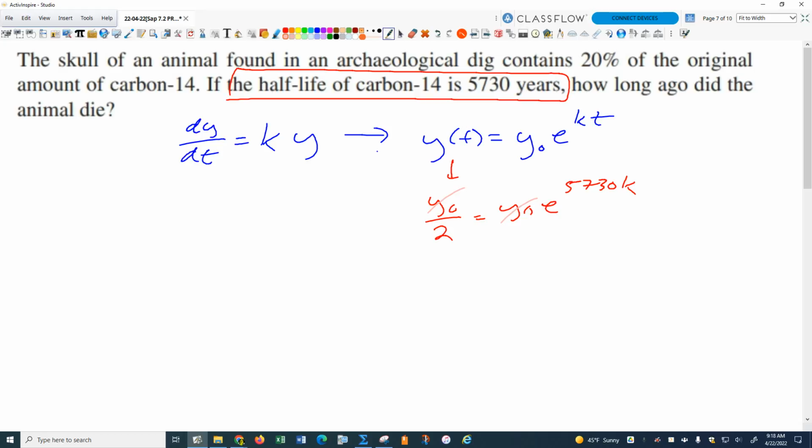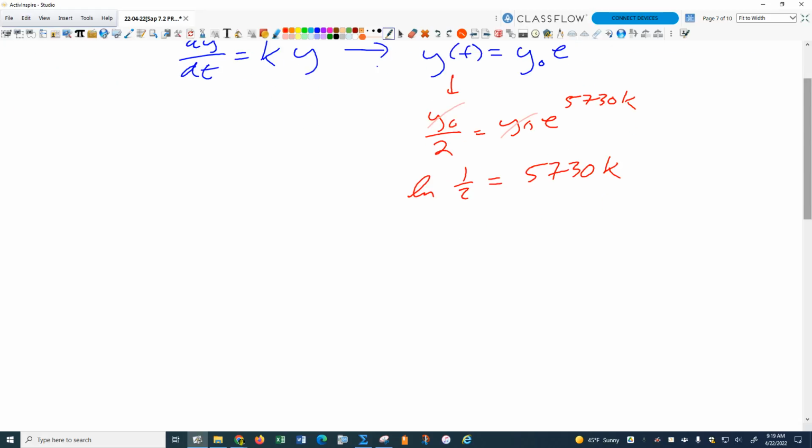So if I log both sides, I get the natural log of 1/2 is equal to 5730k. And the natural log of 1/2 is the same thing as the natural log of 1 minus the natural log of 2, right? What's the natural log of 1? 0, yeah. So we get negative log 2 equals 5730k.